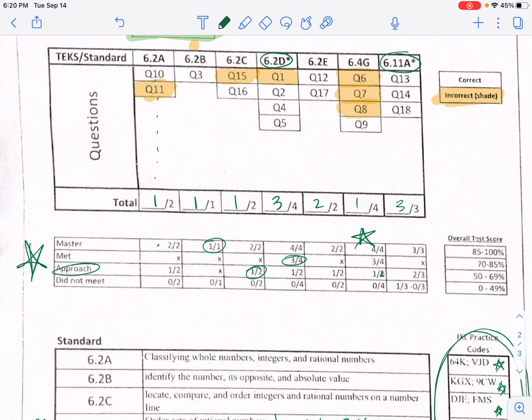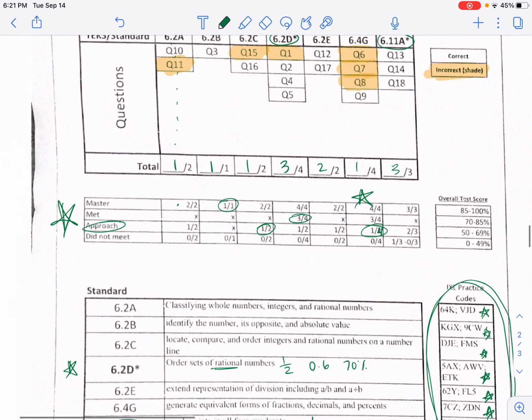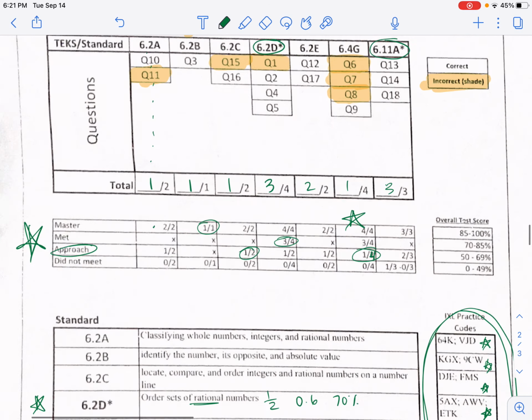That should be a 4 right there, sorry. That should be a 4. Here I only got 1 out of 4 correct. So I approached it, but that's a lot of questions to get wrong. So I didn't do super hot on that one. That just means I need to look at 6.4G and practice those.